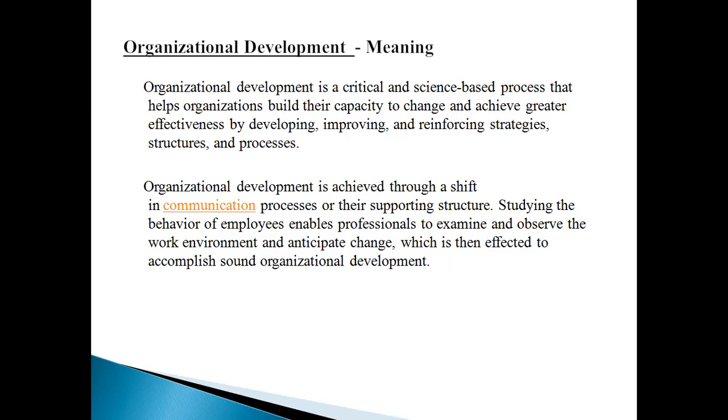Studying the behavior of employees enables professionals to examine and observe the work environment and anticipate change when it is then effected to accomplish sound organization development. Organization development is achieved through the communication processes and supporting structure. So studying the behavior of employees enables the professional to examine and observe the work environment.